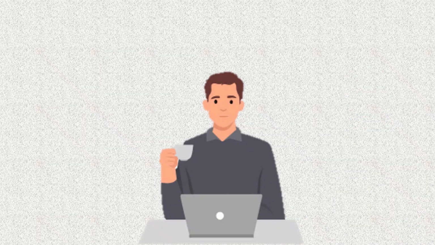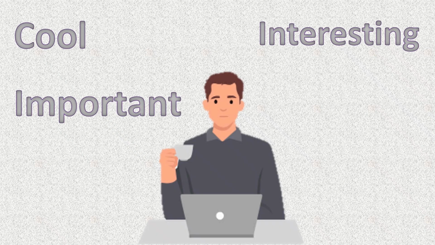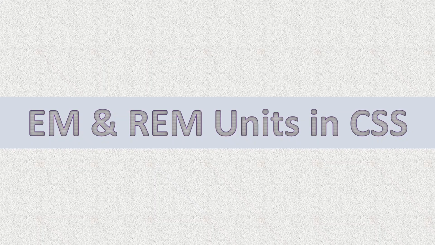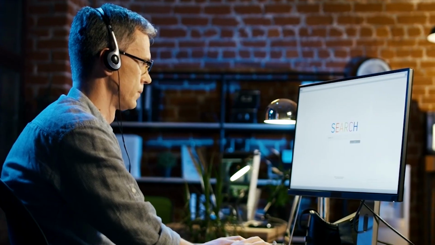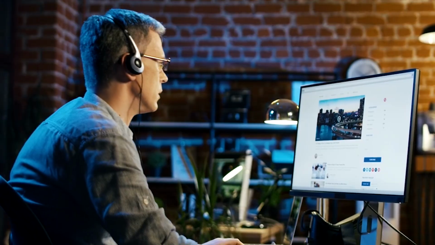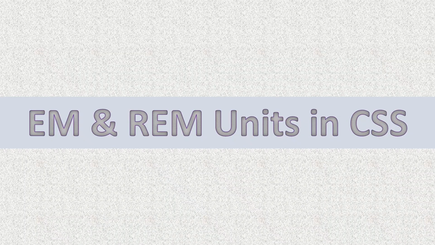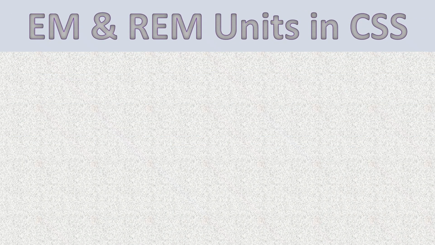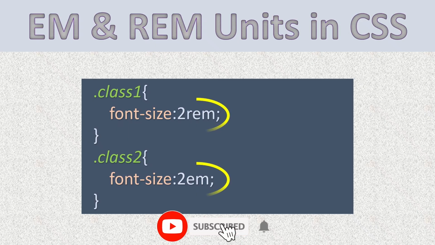As always, we are here with another excellent and important tutorial. Let's start today's tutorial. When you're working with CSS, choosing the right units is crucial to creating scalable and responsive designs. Two commonly used relative units are EM and REM. While both are based on font sizes, they behave differently. Because of this, each one is better for different situations.